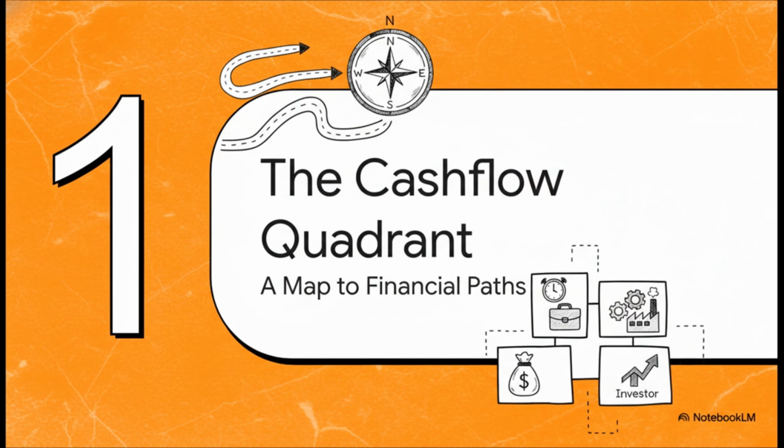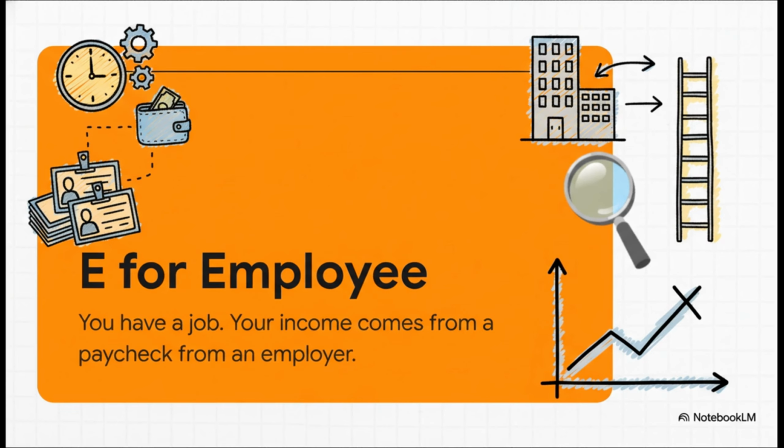Let's break them down. First up, we've got the E quadrant. This is where most of us start out, and honestly, where a lot of people stay. As an employee, you're basically trading your time for a paycheck. The key thing to get here is that you're working inside someone else's system, and from a tax standpoint, it's usually the worst place to be. It doesn't matter if you're the CEO or the janitor. If you've got a job, you're in the E quadrant.